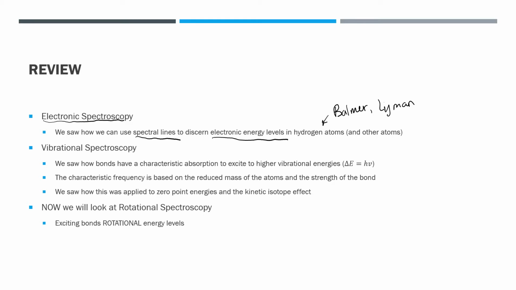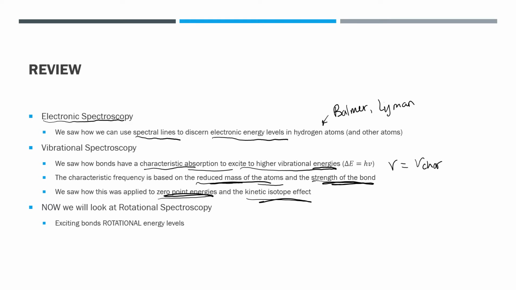And we can see what the electronic energy levels are based on what frequencies of light the electrons are absorbing. Next, we talked about vibrational spectroscopy, and we saw how bonds have a characteristic absorption to excite to higher vibrational energies. Bonds will absorb a certain frequency that's equal to their characteristic frequency. And this characteristic frequency is based on both the reduced mass of the atoms and the strength of the bond. We talked about that before. We also talked about how we can apply vibrational spectroscopy to zero-point energies and the kinetic isotope effect. So those are some uses of vibrational spectroscopy.